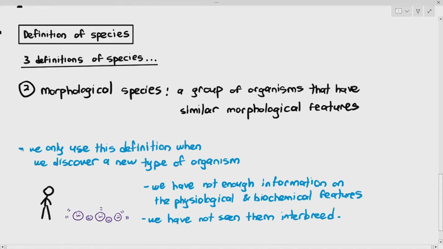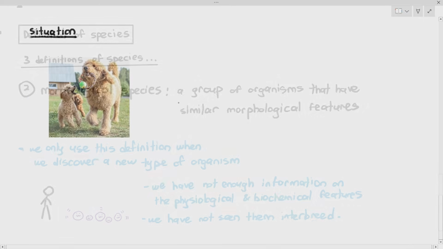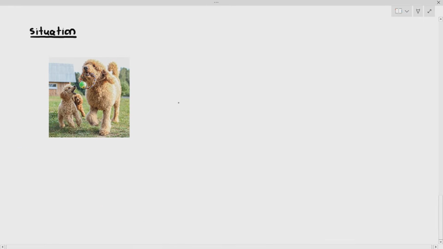Is it the most perfect definition in the world? Obviously not. But let's look at this picture of a dog. I don't like toy poodles, if I'm being honest with you, but whatever. Okay, are these dogs the same species? You might say yes, but then are you seeing them interbreeding? Are they reproducing with each other? No, you did not see the dogs reproduce with each other.